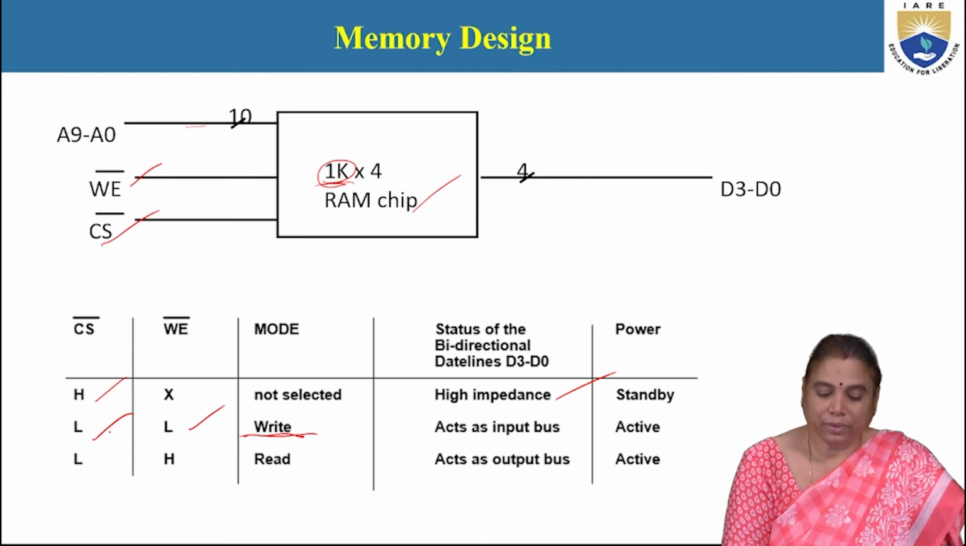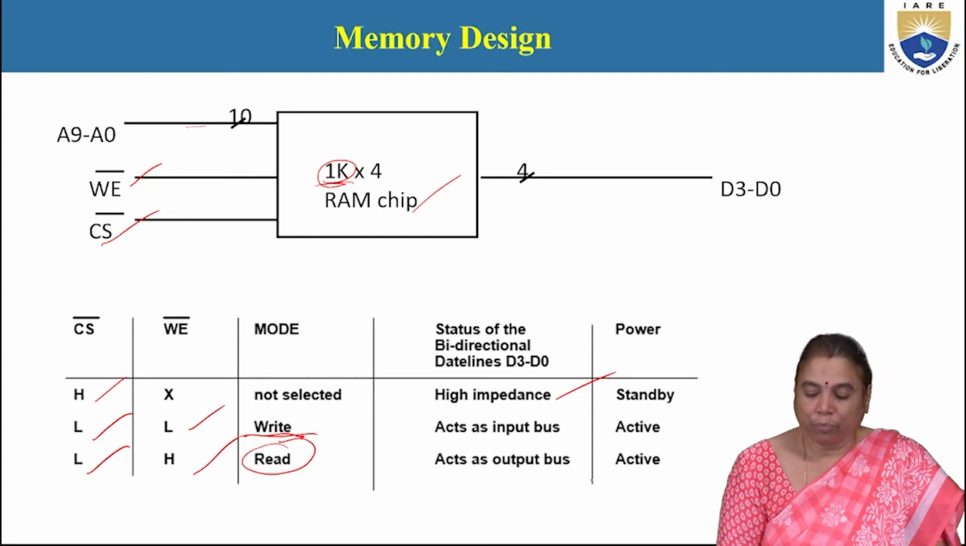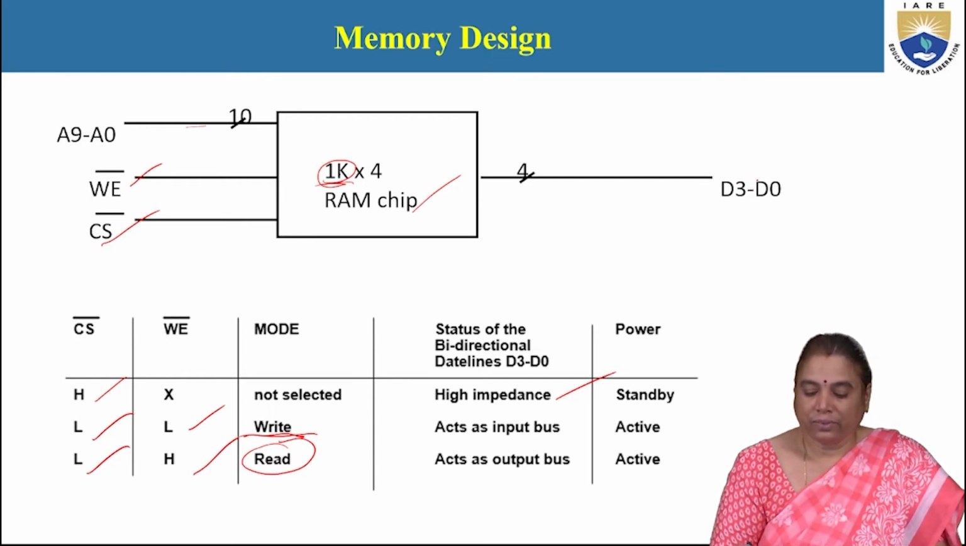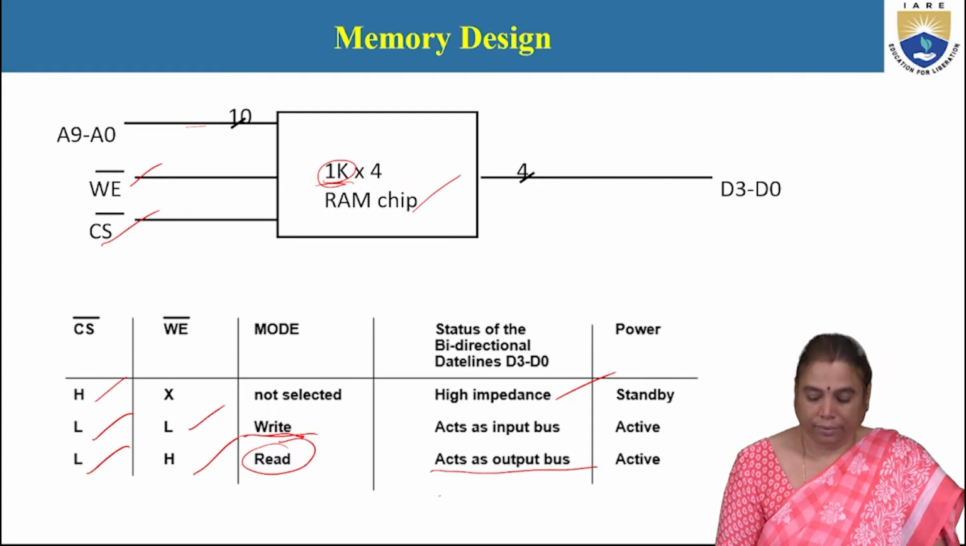And when CS is L and WE is H, the read operation can be performed on the RAM chip, with the data bus acting as the output bus. The information stored is retrieved, fetched from the memory into the MDR register. In this way, the main memory can be connected with the address and data bus and with the selection control lines.